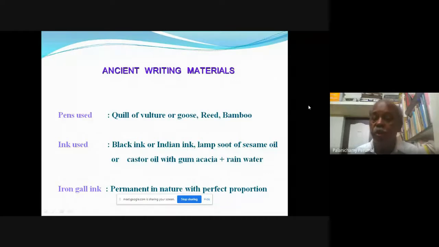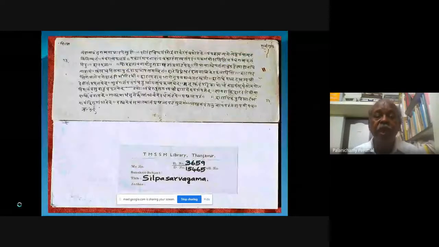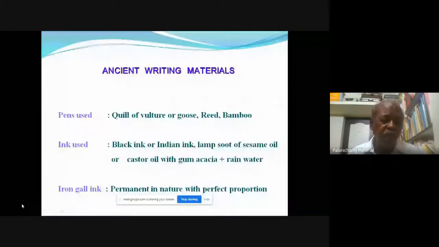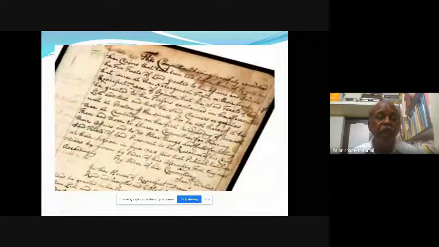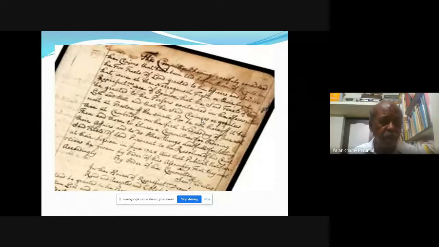This ink was made of ferrous sulfate, gallnut juice, gum acacia, and rainwater. This is the ink they used for writing manuscripts in the ancient days. Most of the archival documents and diaries were written in this form only. In Tamil we call it kadukamai. It is ferrous sulfate and gum acacia, all these things. So these are the inks.